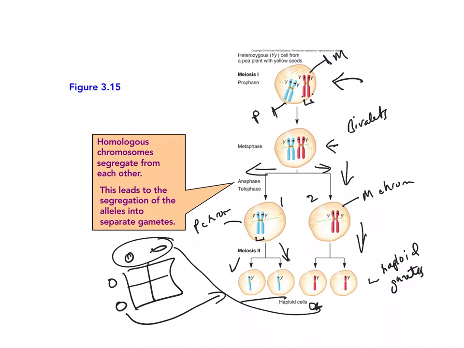So in all of these cases, what's occurring is segregation into separate cells. And by design, they're segregating so that these gametes end up with one copy of each of these homologous chromosomes that we started with in meiosis 1.